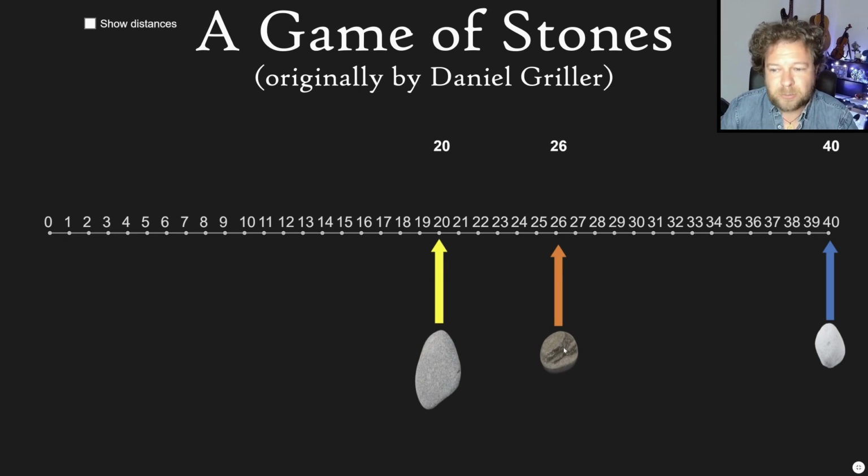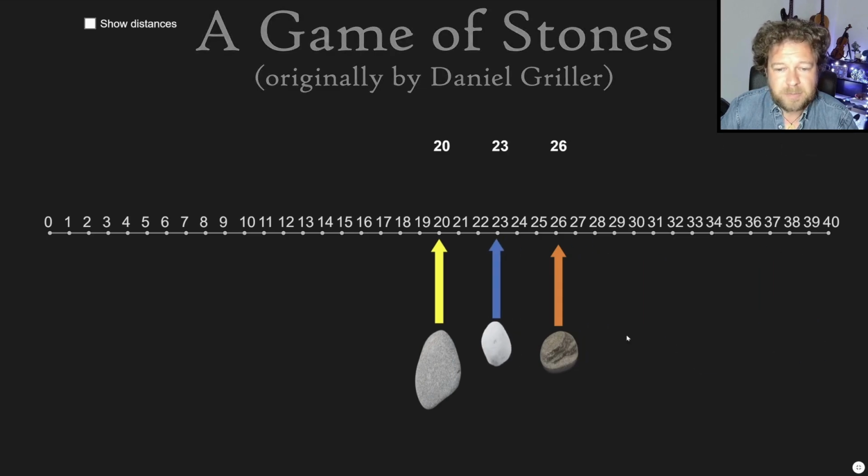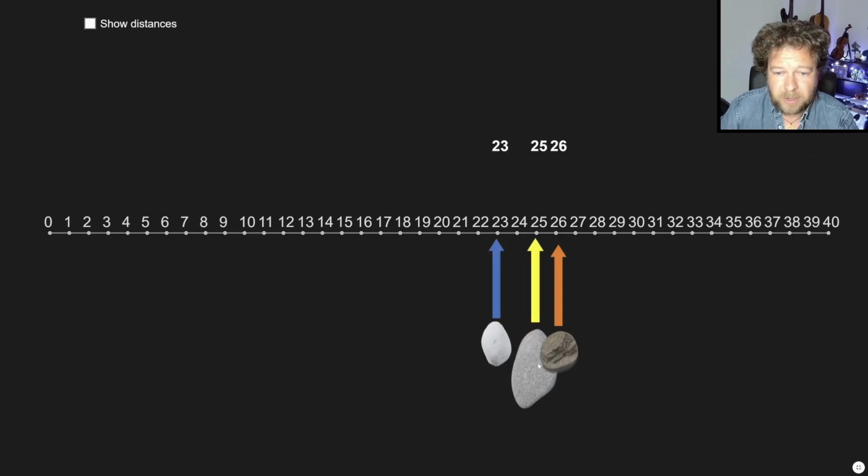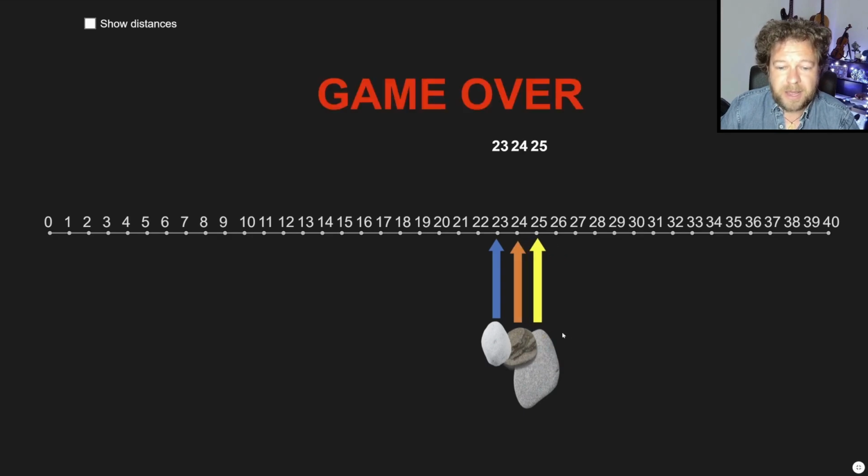So the next person would have a turn, and they could move the yellow or this one. Let's go this one in between. And then the next person has a turn, and we could go there. And actually, there's only one move available now, which is for the red move to go into there. And that would be the end of the game because no other legal moves are available. And the person who just played that move won because the next person cannot play the game. So you win when you leave the other person unable to play. That's a Game of Stones.